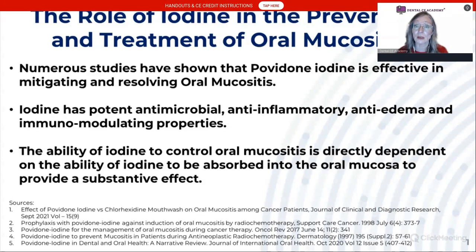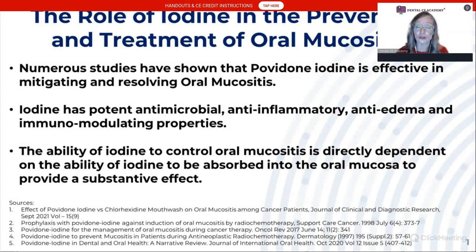And numerous studies have shown that povidone iodine, which many of you may be familiar with, is effective in mitigating and resolving oral mucositis. It has potent antimicrobial, anti-inflammatory, anti-edema, and immunomodulating properties. And we just reviewed this in some detail, right? Inflammation cascade effect, immunomodulating issues, erythema, swelling, and then, of course, secondary infections. So iodine has been shown and demonstrated in studies to improve that.